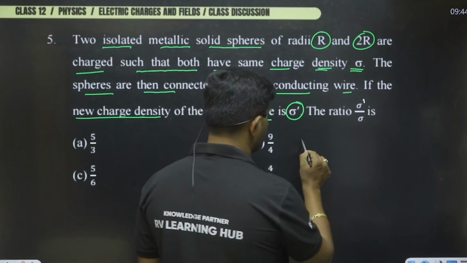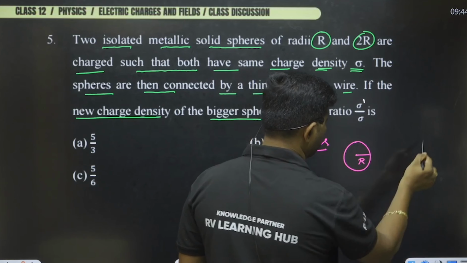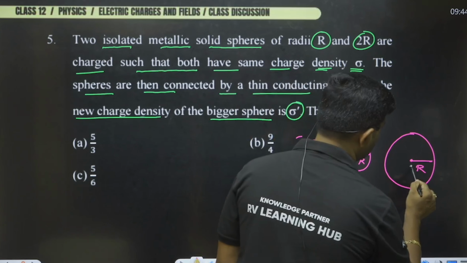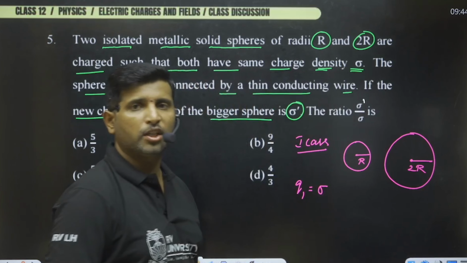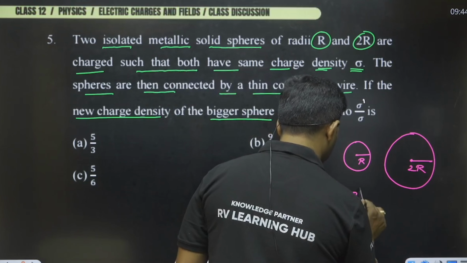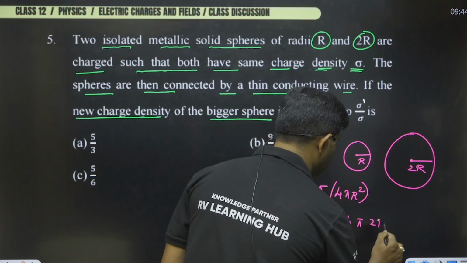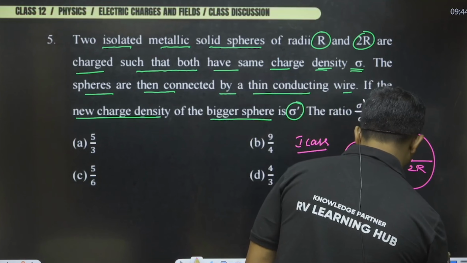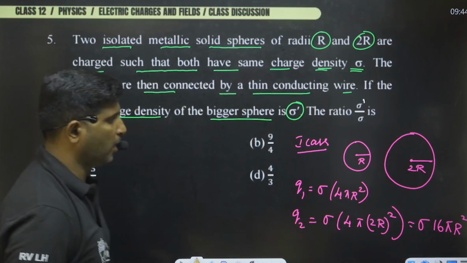First of all, let us understand the first case. Let us say there are two spheres, one having the radius r and the other having the radius 2r. Therefore, what is the charge on the first one? Charge can always be written as charge density into area. That is Q1 equals sigma into 4 pi r square, and Q2 can be written as sigma into 4 pi into 2r whole square. So what answer are we getting here? We can say sigma into 16 pi r square.